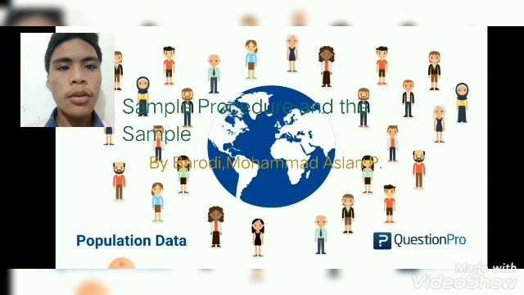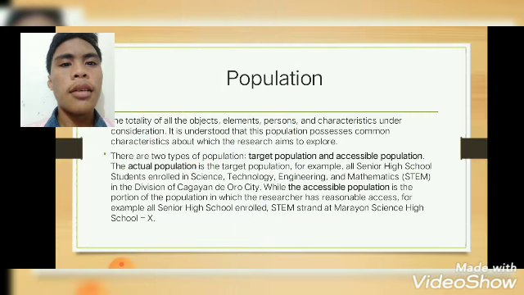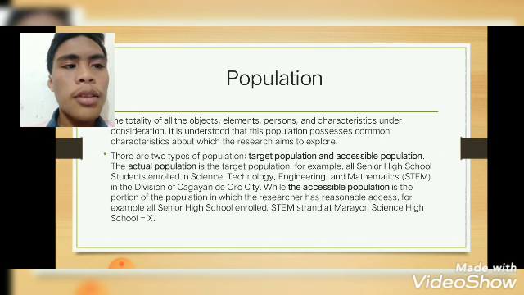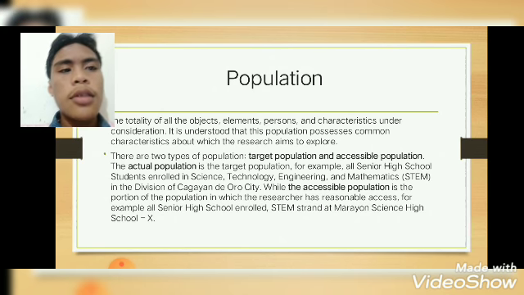I am here to discuss to you the sample procedure and the sample population. The population is the total of all objects, elements, persons, and characteristics under consideration. It is understood that this population possesses common characteristics which the research aims to explore.